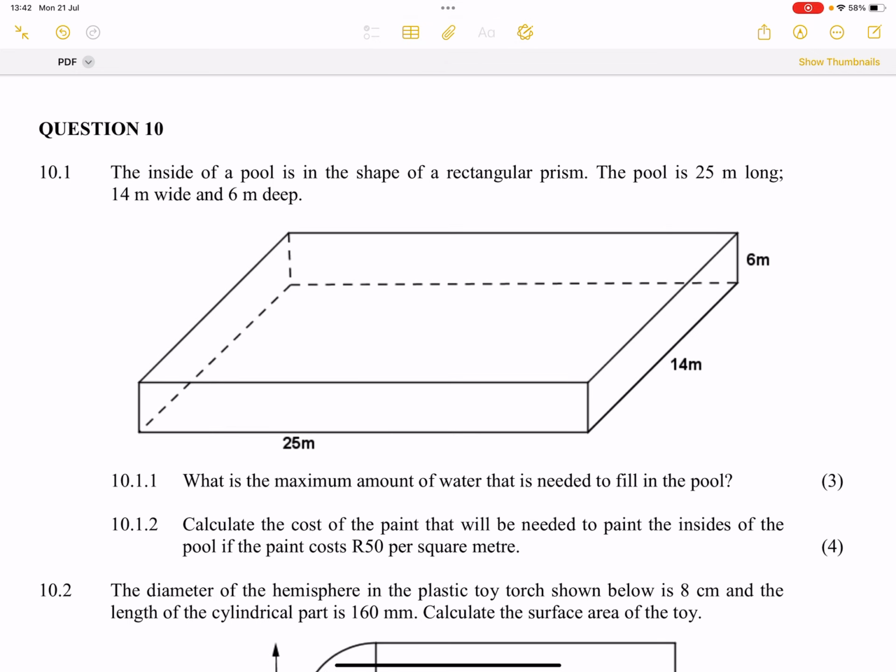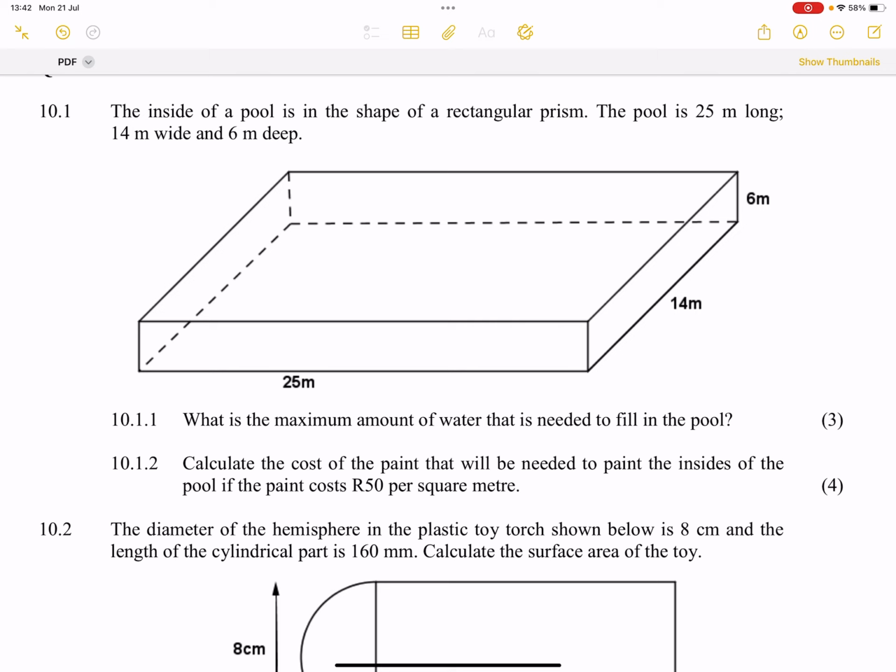And let's take a deep dive into the question. They say the inside of a pool is in the shape of a rectangular prism. The pool is 25 meters long, 14 meters wide, and 6 meters deep. What is the maximum amount of water that is needed to fill the pool?